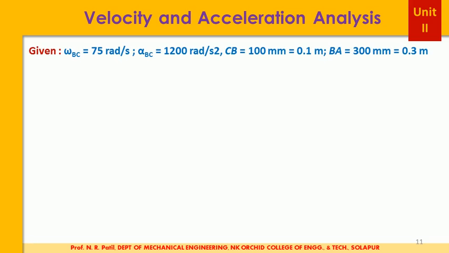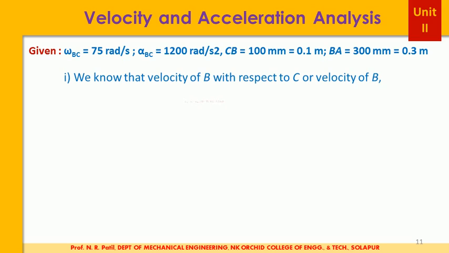So what is given? Omega BC is given as 75 radians per second. Alpha BC is given as 1200 radians per second square. Length of CB is 100 mm. Length of AB is 300 mm. So this is what is given. Now we first have to find the velocity of B with respect to C, and it is given by V equals omega R. What is R? R is the length of the crank CB. So by substituting, we get the magnitude 7.5 meters per second.